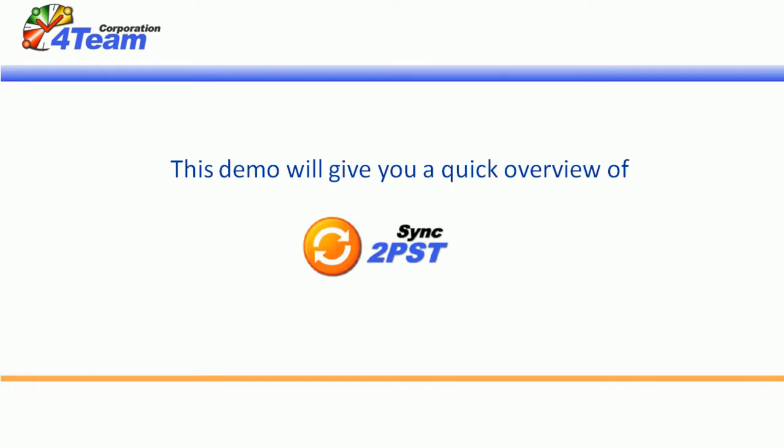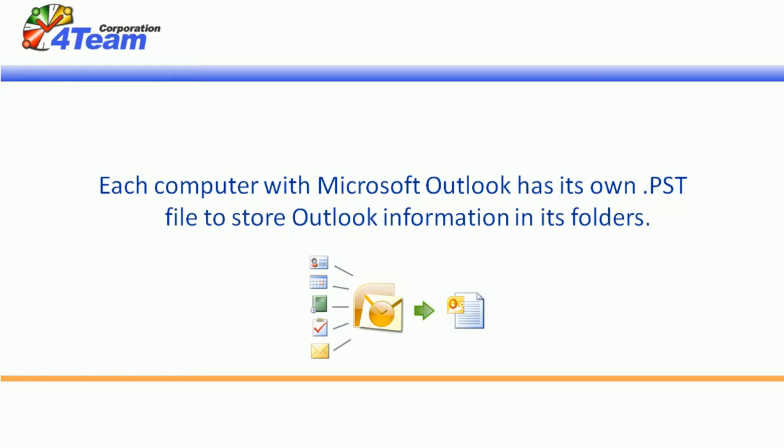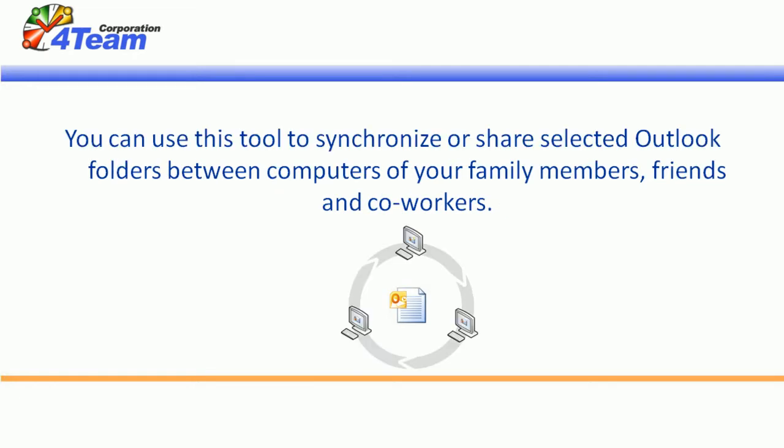This demo will give you a quick overview of Sync2 PST. Sync2 PST is a downloadable PC application that allows you to synchronize Microsoft Outlook PST files. Each computer with Microsoft Outlook has its own PST file to store Outlook information in its folders. You can use this tool to synchronize or share selected Outlook folders between computers of your family members, friends, and coworkers.